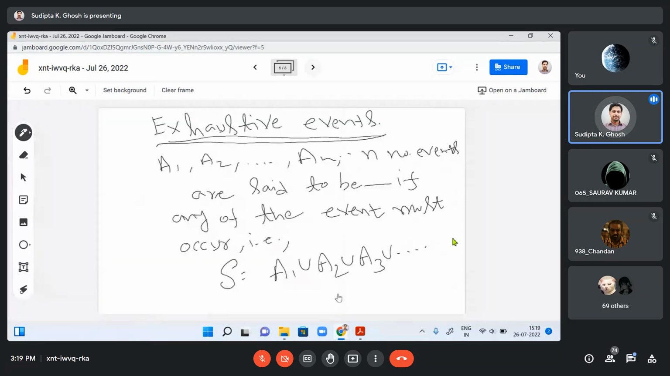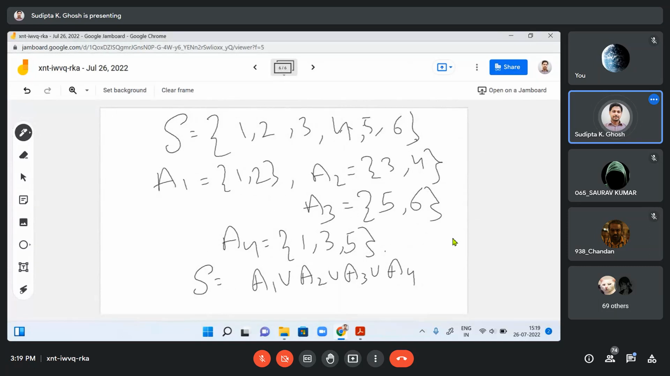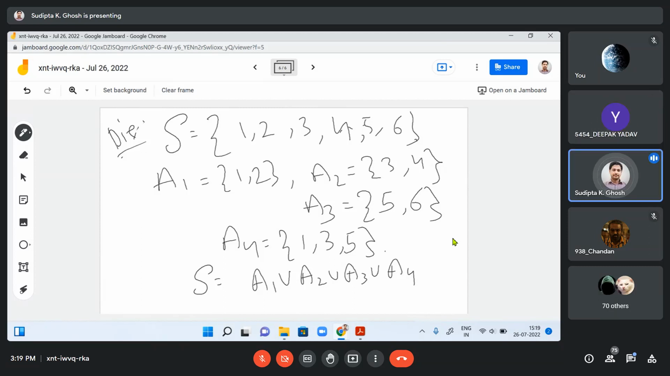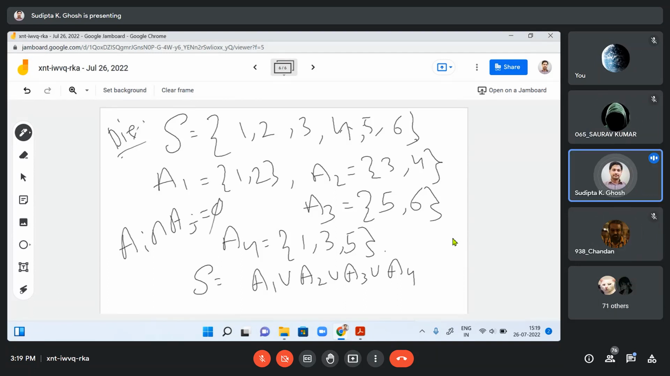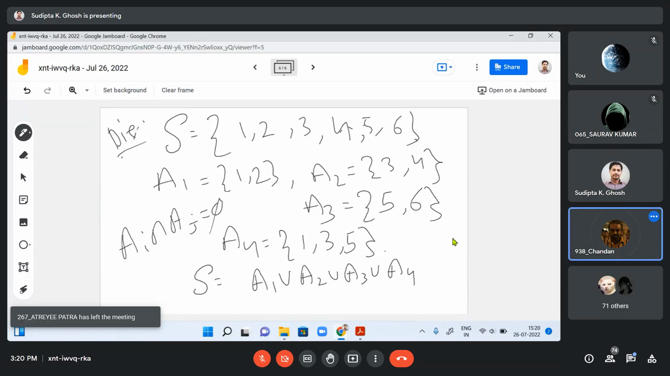But whenever I am moving to this example, the die problem, whenever I am throwing a die, I have denoted A1 this, A2 this, A3 this, A4 this. S is equal to A1 union A2 union A3 union A4, that's fine. But I cannot say Ai intersection Aj is empty for i, j belonging to 1, 2, 3, 4. That I cannot say. So in this case, it is not pairwise disjoint, but it's an exhaustive event. So is it okay for everyone? Please tell me. Yes, sir.